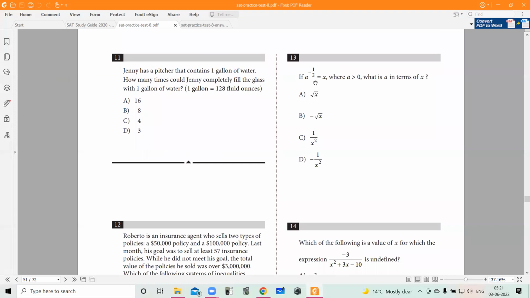13. All right, 13 is here. If A to the power negative 1/2 is equal to X, where A is greater than 0, what is A in terms of X? We have to calculate A in terms of X. So we have to remove that negative 1/2 on the top of it.